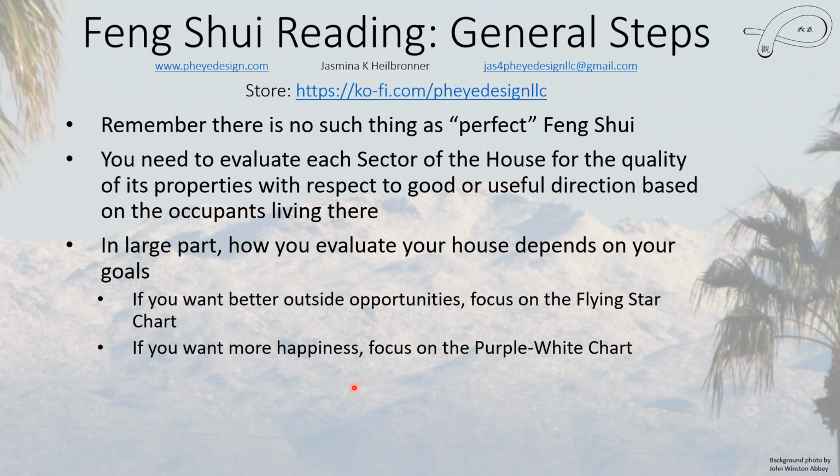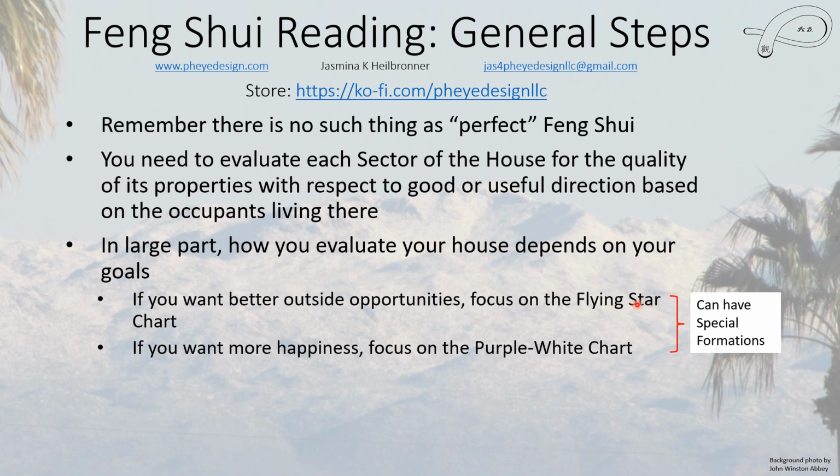Now, if you want more happiness in your life, and you're okay with your career, then you focus on the purple-white chart. And then you want to have your best sectors be, for example, maybe your living room where the whole family gathers, or maybe your dining room if you eat dinner together every night. You want to have those rooms where you have good purple-white. And it could also be your main bedroom if you're concerned about your relationship with your spouse or significant other.